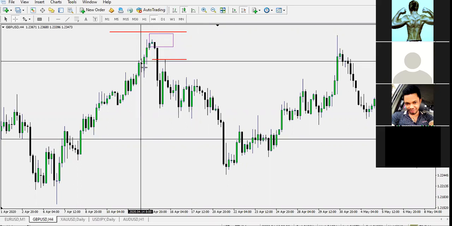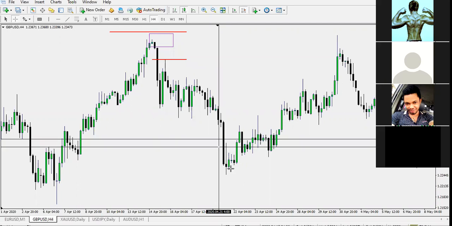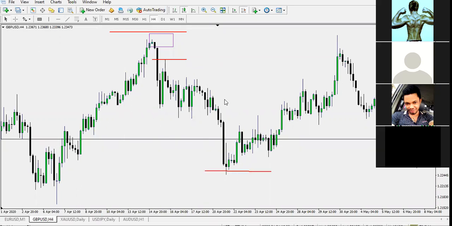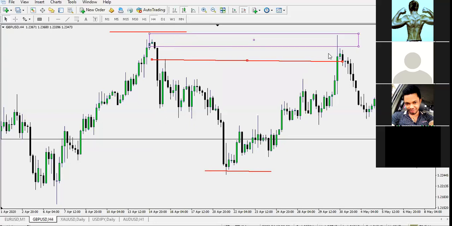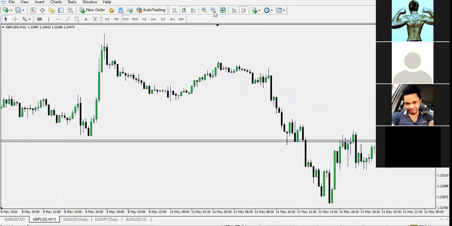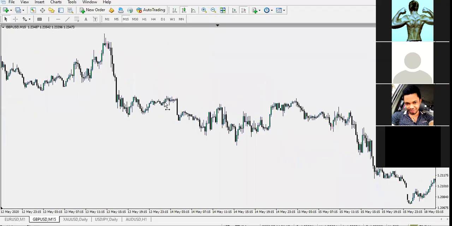So we can expect price to retrace back into it. When price drops to this low over here, starts to retrace and goes higher than the previous 50% of our fair value gap, and then trades into our 4-hour order block, let's go down to the 15-minute and see if we can see price.